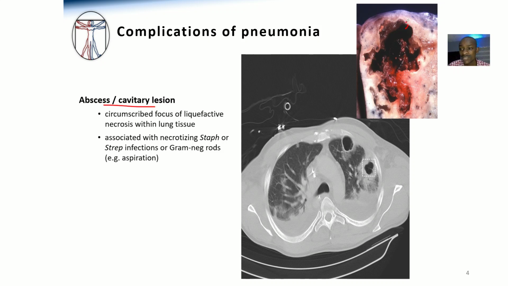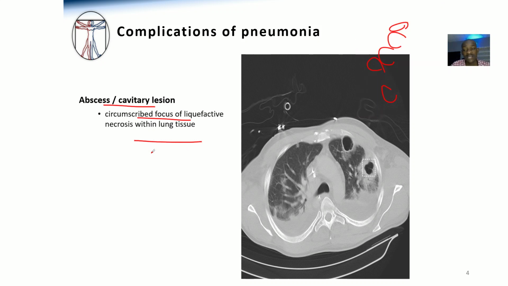Can you see this one? Cavities. What is cavitary? Cavities, all right? Formation of holes like caves inside the lungs, all right? This is due to what? How will I say it? Tissue damage has been going on for a very long time, all right? So this is, you could have a circumscribed locus of liquefactive necrosis within the tissue associated with what? Necrotizing staphylococcus or streptococcus infections or gram-negative rods.